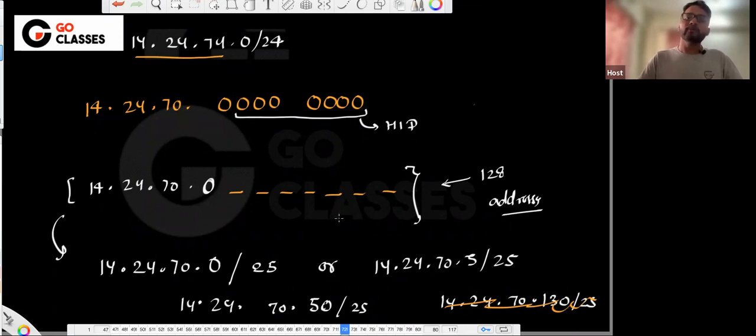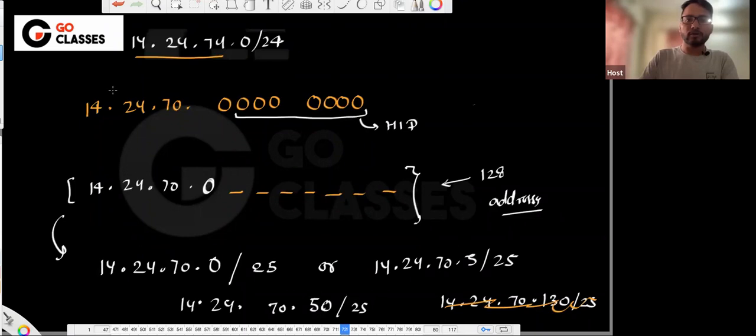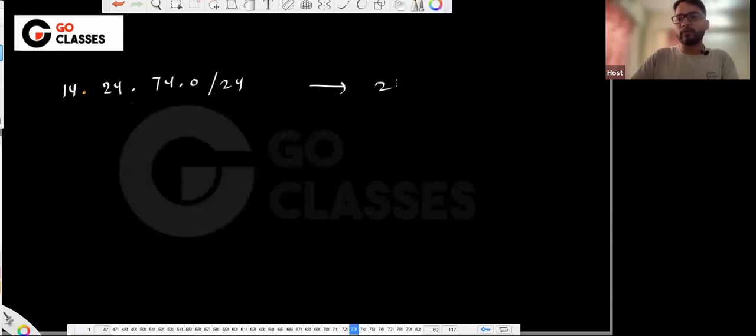So anyway, what we did, we were given some block of IP addresses, which is something like this. And then we said, in this block 24.74, this is 24. In this block I had 256 addresses to start with, and then I divided that currently into two parts, right?